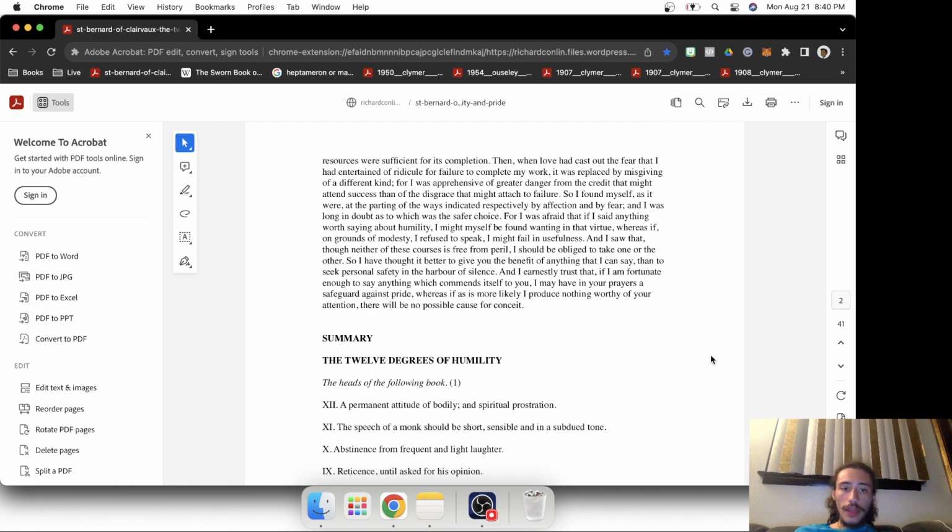And I saw that, though neither of these courses is free from peril, I should be obliged to take one or the other. So I have thought it better to give you the benefit of everything that I can say than to seek personal safety in the harbor of silence. And I earnestly trust that if I am fortunate enough to say anything which commends itself to you, I have in your prayers a safeguard against pride. Whereas if, as is more likely, I produce nothing worthy of your attention, there will be no possible cause for conceit.